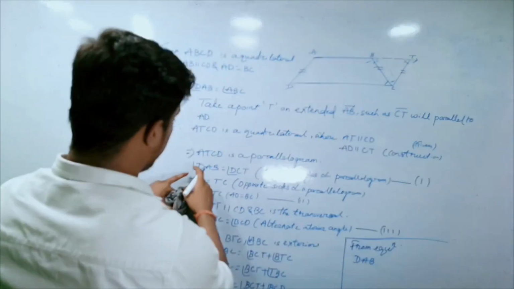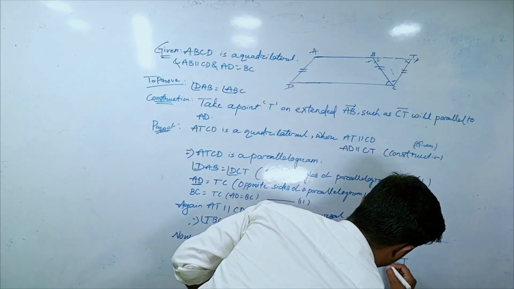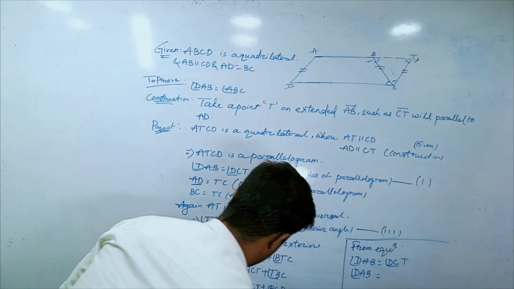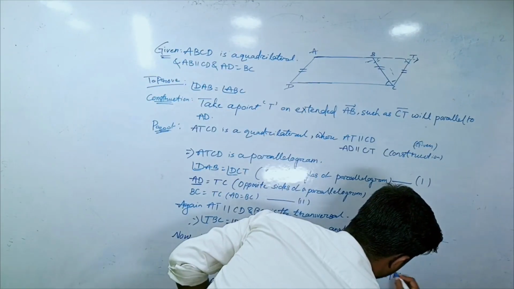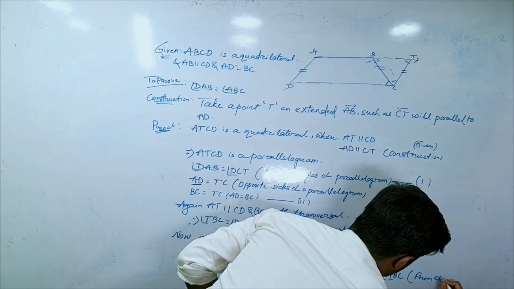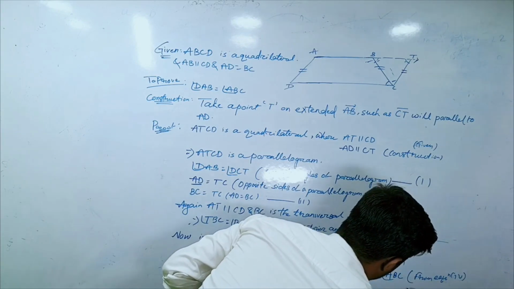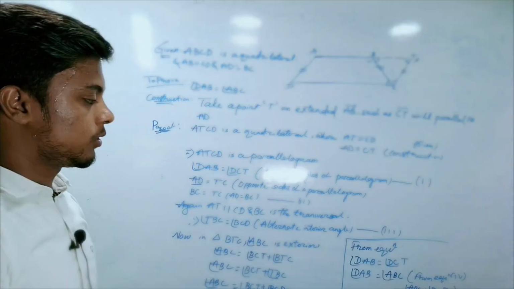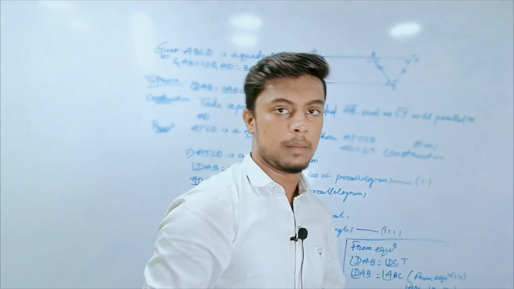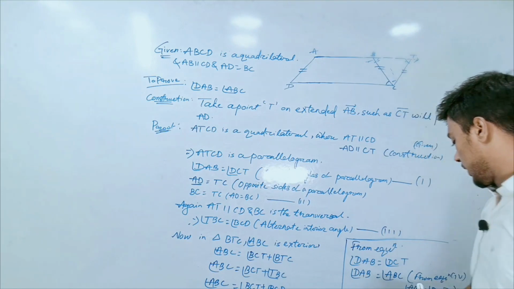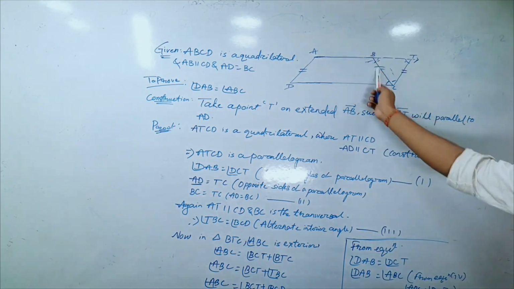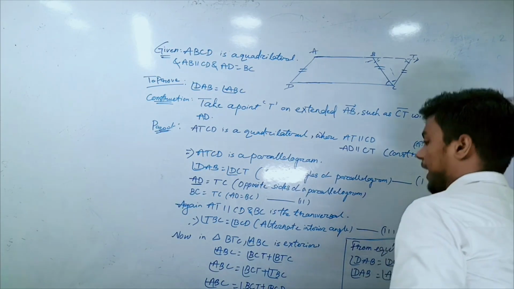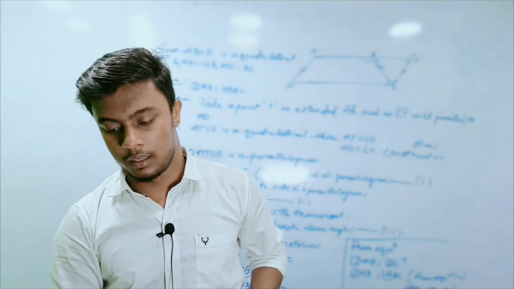DAB equals DCT. Again we will write DAB equals ABC. Why? From equation 4, we know that ABC equals DCT. So we can write DAB equal to ABC. Okay, fine. So here we proved that DAB and ABC are equal. It is your proof. So write proved in your last part. Okay, so that's all. Thank you.